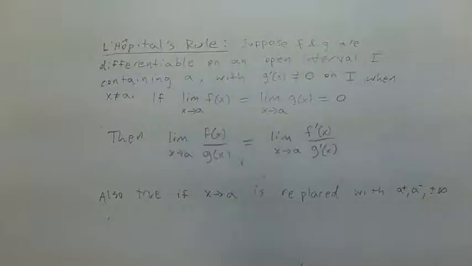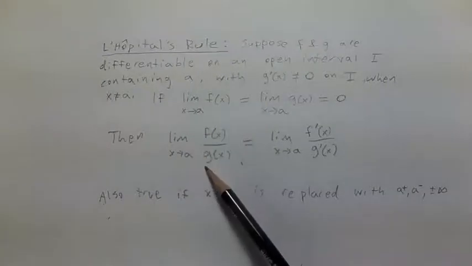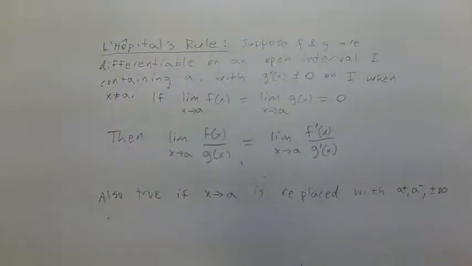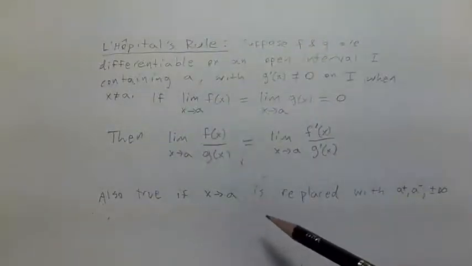So what L'Hopital's Rule basically says is, if you have a 0 over 0 case, and you're able to take the derivative of the top and the bottom, then you can do so to get the same limit out. This limit will be equal to the limit of the derivative of the top over the derivative of the bottom.